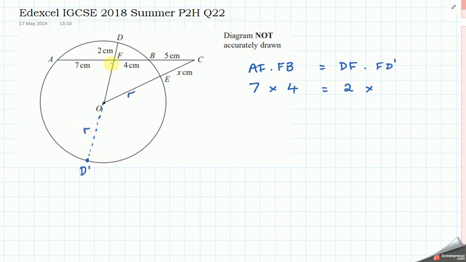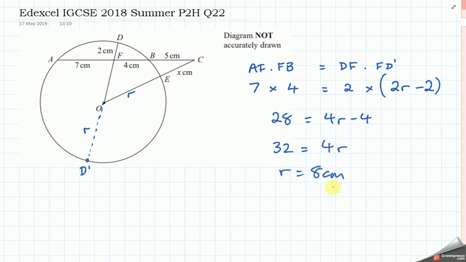So this F to D dash, it's the diameter, which is 2r, but less 2 centimetres to go from F to D dash. Yeah? That's the two parts of my segment. So now if I multiply this through, I've got 28 is equal to 4r minus 4. So 32 equals 4r. So r is 8 centimetres. Yeah? We now know r is 8.